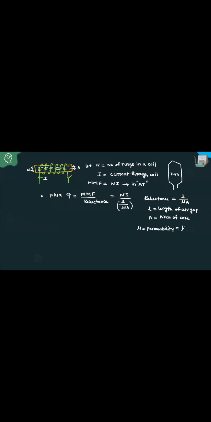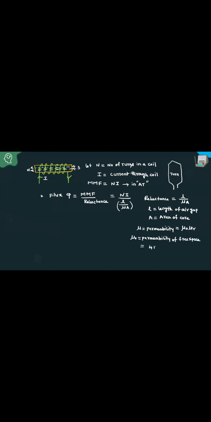How to equate mu equal to mu naught into mu r. Mu naught into mu. What is mu naught? That is absolute permeability or permeability of free space. This is the permeability of free space.